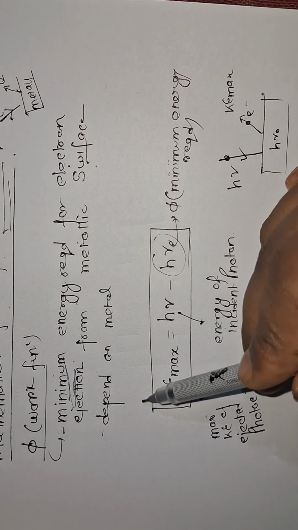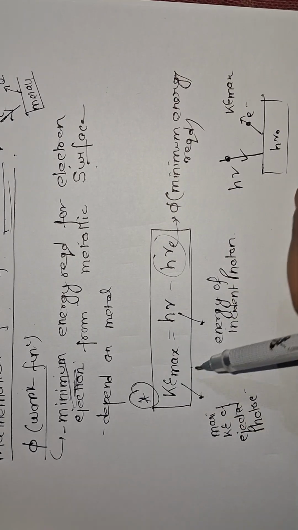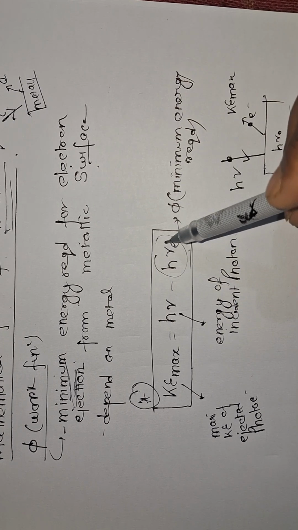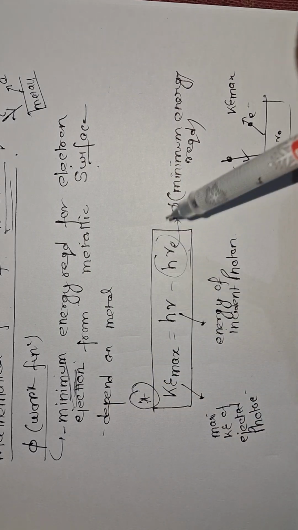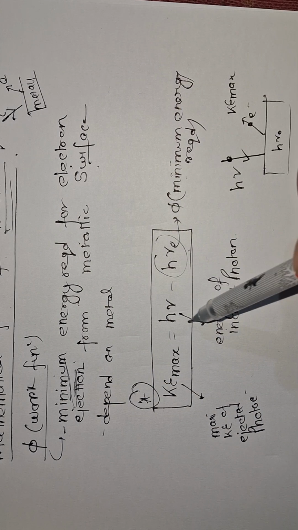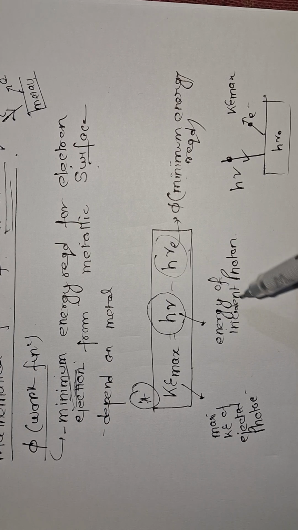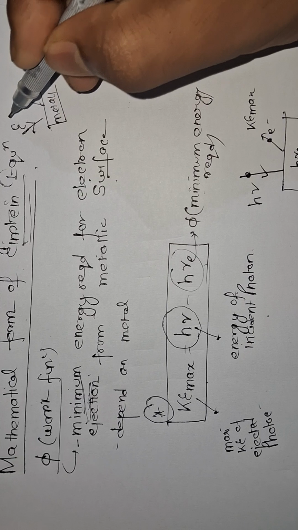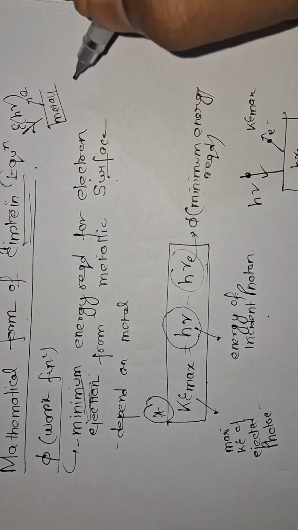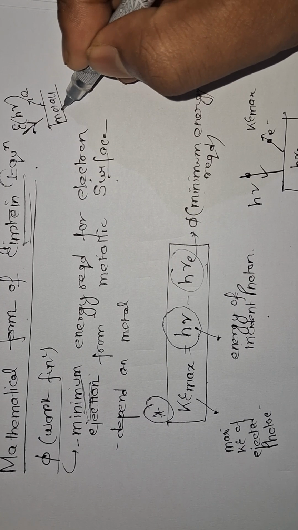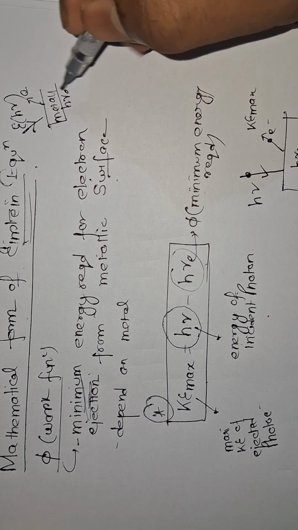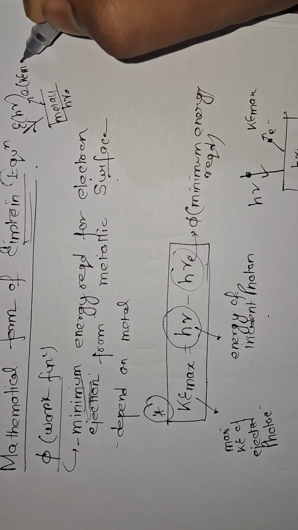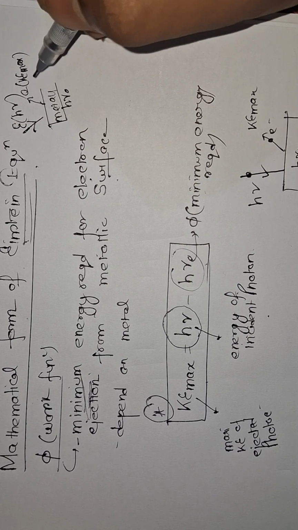And this is the equation of Einstein: K max equals h nu minus h nu naught. Now what does h nu naught mean? This h nu naught is basically the work function which I have mentioned here. H nu naught is the minimum energy required, and h nu stands for the energy of the incident photon. From this h nu, if we deduct the work function, that is h nu naught, then the rest of the energy will be used as kinetic energy of the ejected electron. The electron will move by this energy of K max.